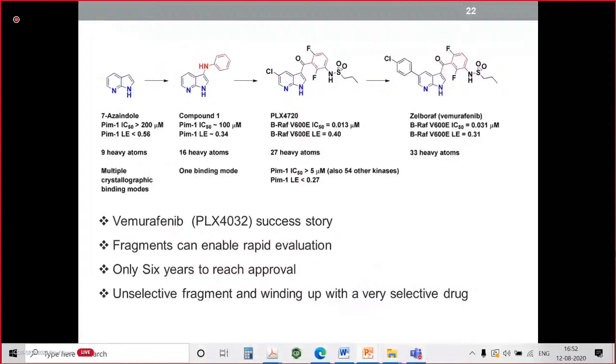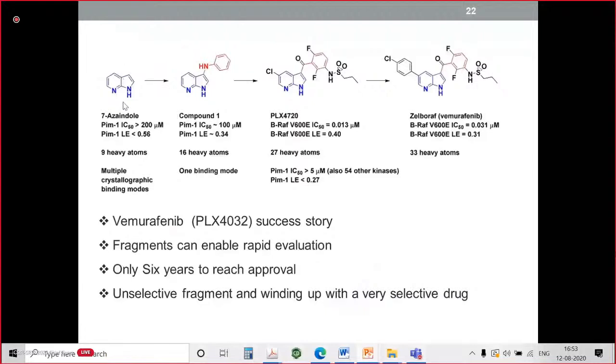azaindole moiety. This azaindole moiety initially had lower efficacy, with an IC50 near around 200 micromolar and a ligand efficiency of 0.56 for different tyrosine kinase proteins, like say proto-oncogene protein. It means that it is less selective and has multiple crystallographic binding modes.